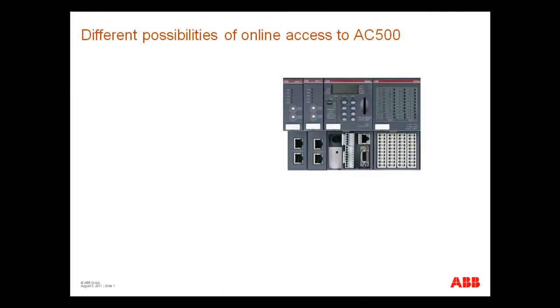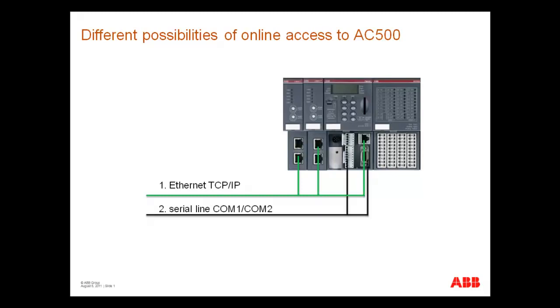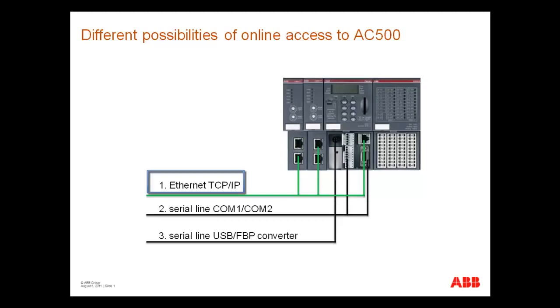For online access, you can use different interfaces available on the controller or through additional communication modules. First, you can use Ethernet TCP/IP, the most widely used today, or serial interfaces COM1 or COM2. And last, via the field bus plug interface available on the controller. For our demonstration, we will configure and use the Ethernet TCP/IP interface.